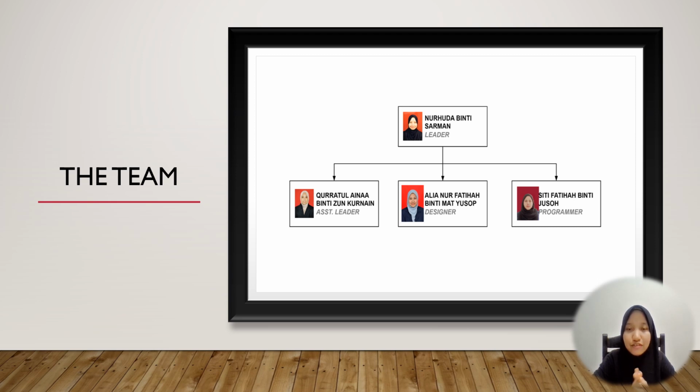Okay, I would like to introduce our group members. First one, my name is Nurhuda binti Sarman, and the second one is Quratul Aina binti Zulkarnain, and the third one is Alia Nur Fatiha binti Mat Yusuf, and the last one is Siti Fatiha binti Yusuf.